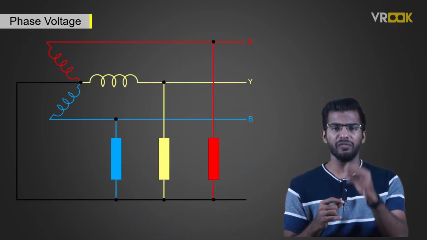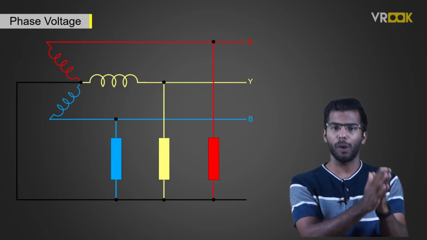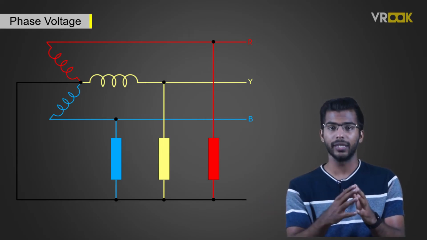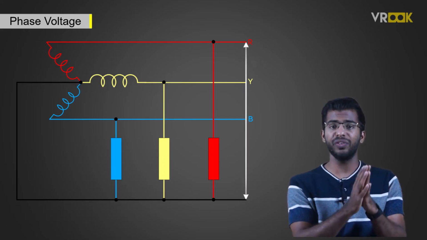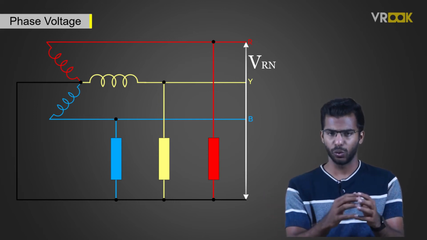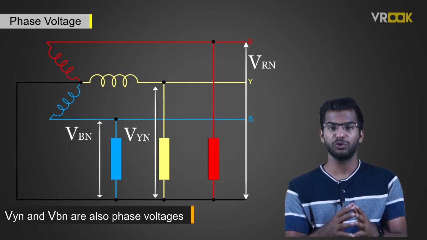Now, before we end this video, let us look at a couple of important definitions. First one is the phase voltage. Let us consider the star connection again with a neutral conductor MN. If we measure the RMS voltage drop across any one of the terminals of phase or coil and the neutral conductor, it will give us the phase voltage. So, the voltage VRN between the red coil and the neutral conductor is the phase voltage. Similarly, VYN and VBN are also phase voltages.